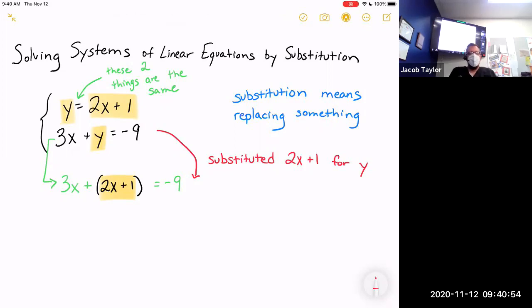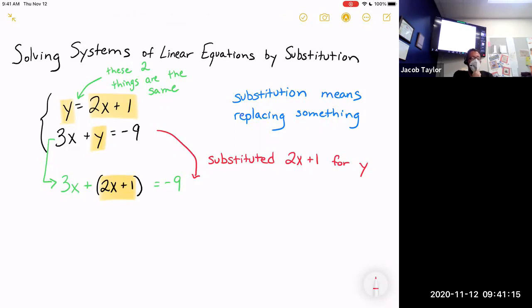Anyway, we'll get to that in a second. Now look at this new equation that I wrote. 3x plus (2x plus 1) equals -9. The parentheses around the 2x plus 1 are not required in this problem, but I do want you to get into the habit of whenever you do substitution, putting the thing you substitute in parentheses. I really want you to get into the habit of doing that.